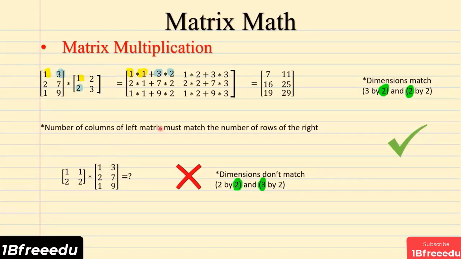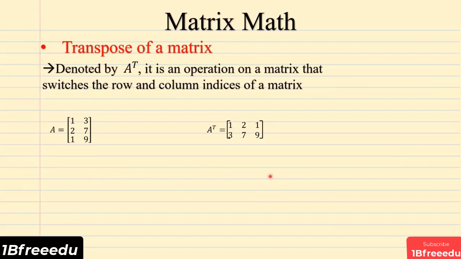Well, let's check the first condition. This is a 2-row by 2-column matrix, and this is a 3-row by 2-column matrix. Since the number of columns in the first matrix doesn't match the number of rows in the second matrix, matrix multiplication cannot be performed.